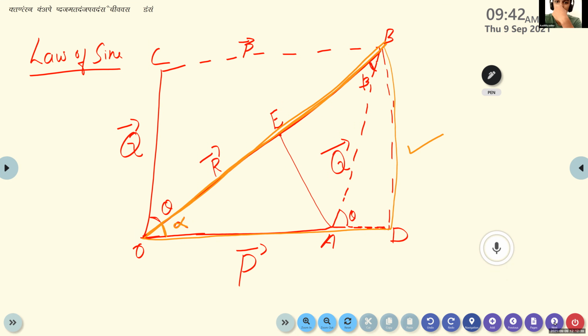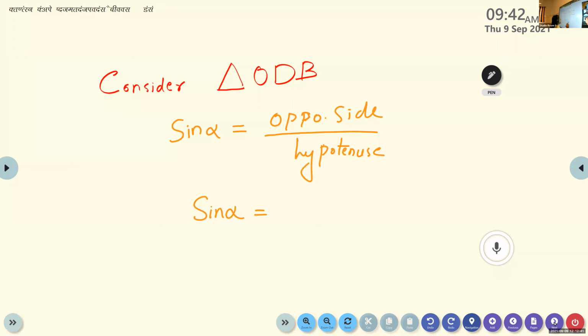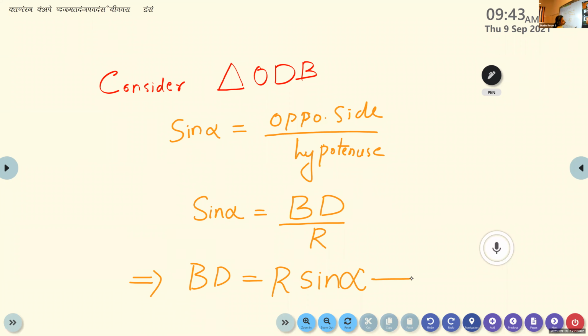So sine alpha is equal to BD divided by R. Sine alpha is equal to BD by R, which implies BD is equal to R sine alpha. This is our equation number 1.